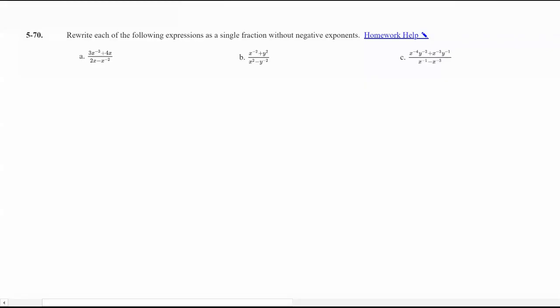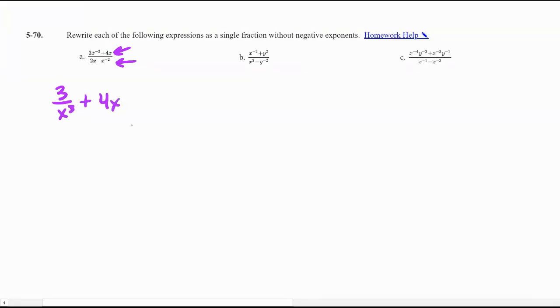You're asked to rewrite each of the expressions as a single fraction without negative exponents. So I'm going to rewrite these to start without negative exponents. Anything with a negative exponent becomes a denominator within whatever side it's on, numerator or denominator of this big fraction. So 3x to the power of negative 3 is the same thing as 3 over x cubed.